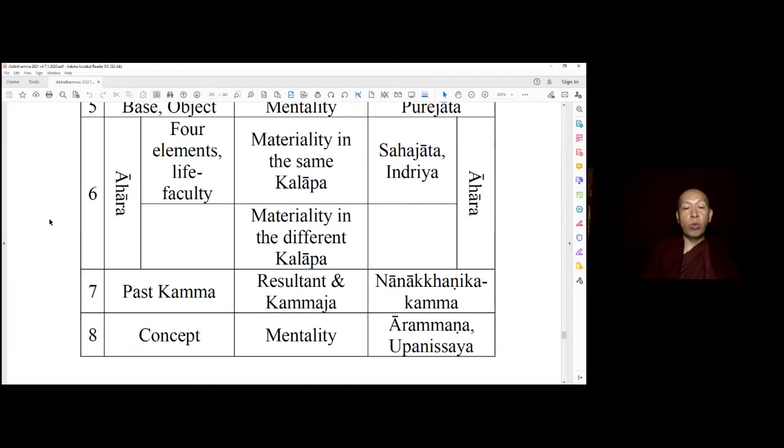Then the last one, we have Ahara, okay? That means mentality in different kalapas. Then it will be Ahara type, okay? Actually, I have a new table now. This one is the old version. Anyway, then okay, now 7.